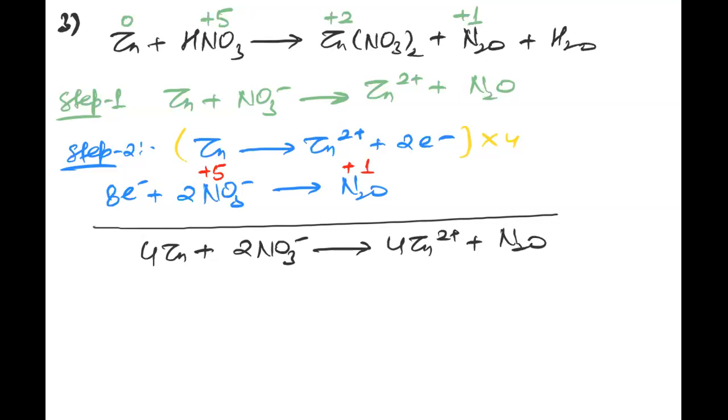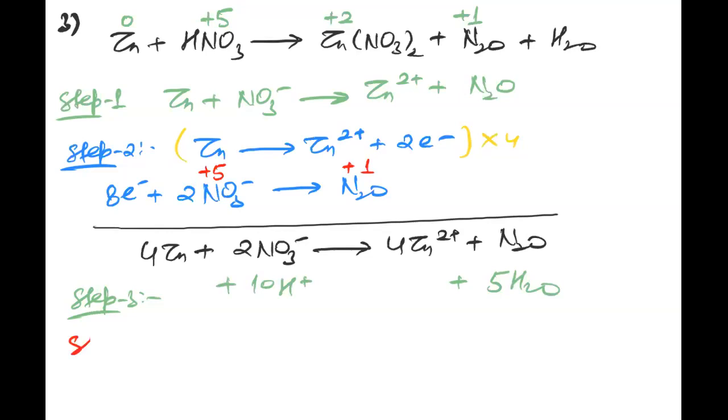In step 3, you have to balance the oxygen atoms. On the reactant side, we already have 6 oxygen atoms, and on the product side we have just 1. So we have to add 5 H2O on this side, and we have to add 10 H+ on the other side. So it is already a balanced reaction, but it is balanced in ionic form.